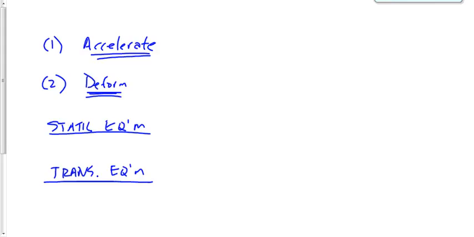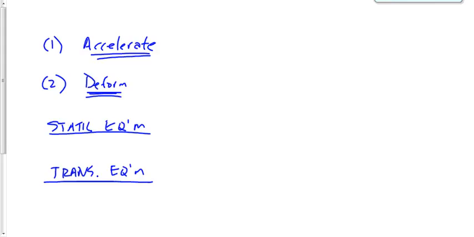Now, what's going to happen to that object if it's in static equilibrium? What's going to happen to it if it's at rest with balanced forces acting on it? It's going to stay at rest forever, right? Until there's an unbalanced force that acts on it, until it's not in static equilibrium anymore. An object in static equilibrium will remain at rest forever and ever and ever with balanced forces acting on it until something is unbalanced.